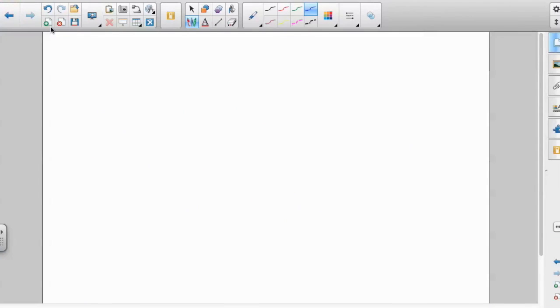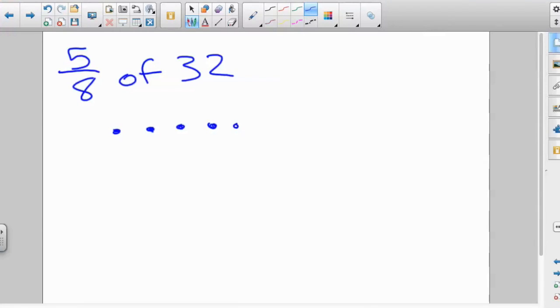Let's take a look at another example. For instance, what is 5/8 of 32? Again, the first thing that I want to do is I want to know what my whole is. My whole is 32. So I'm going to represent 32 dots as an array right now, making sure that I count up all 32 dots.